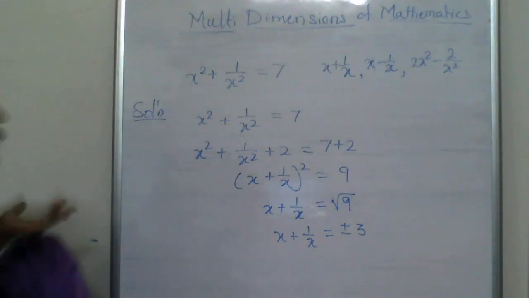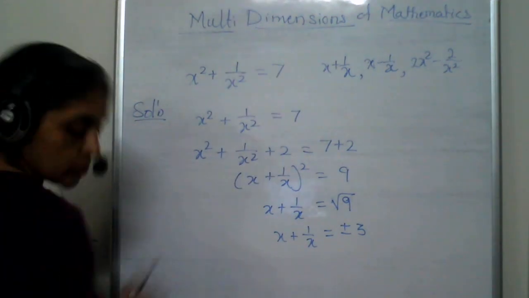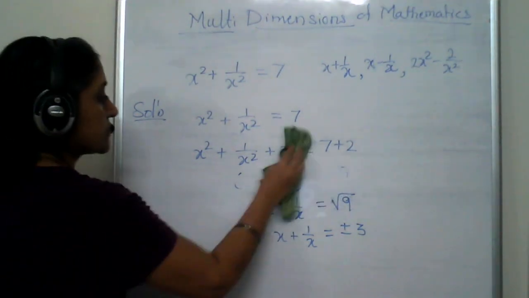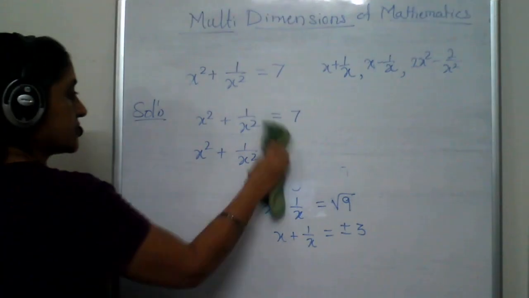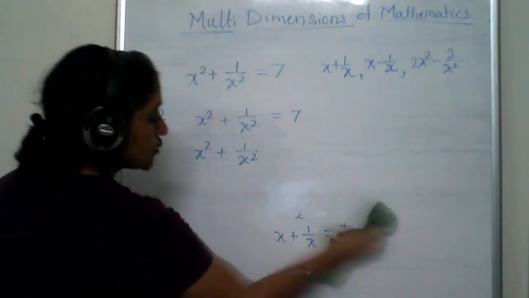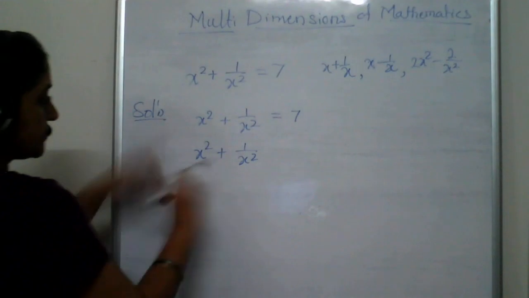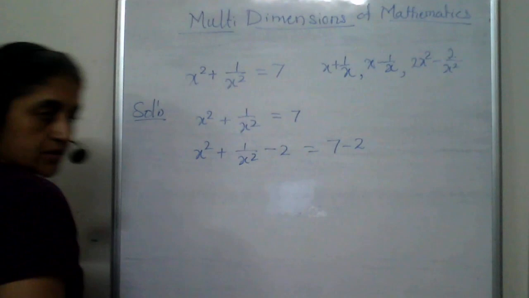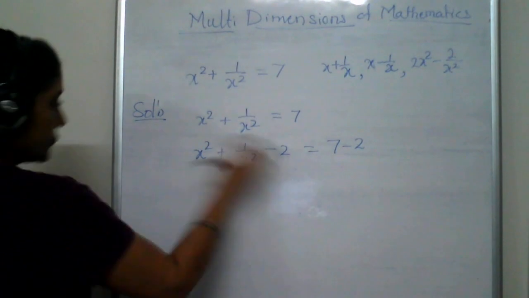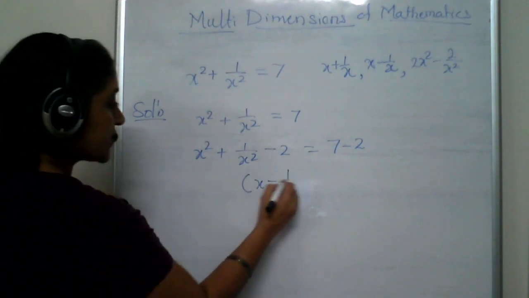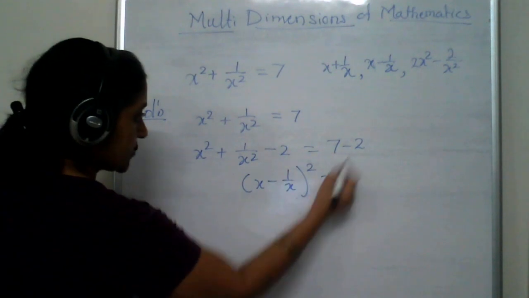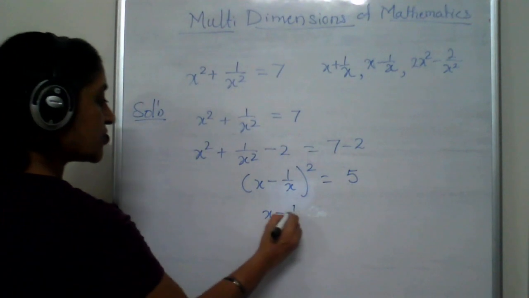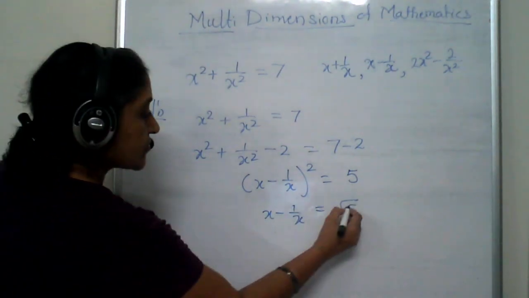Now what would have happened if I would have subtracted 2? That's what I'm going to show you. Okay, here if we subtract 2, look at this. This is same. I'm subtracting 2 from the left side and subtracting 2 from the right side. This whole would have become x minus 1 upon x bracket raised to square is equal to 9 minus 2, which is what? 5. So x minus 1 upon x is equal to square root of 5.